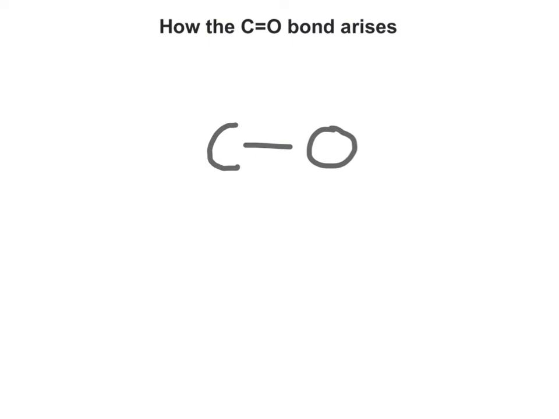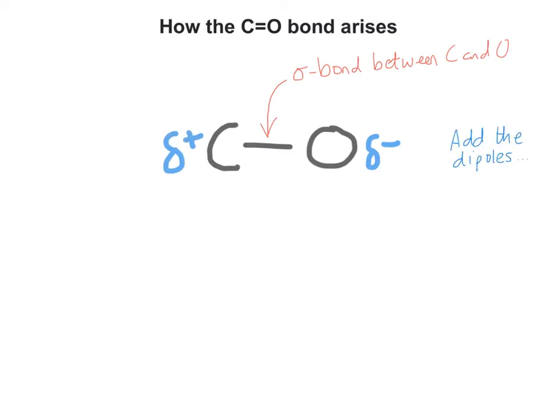So we start off by drawing in a sigma bond between a carbon and an oxygen atom. The next thing we do is we add dipoles. So oxygen is more electronegative than carbon, so oxygen is going to be delta minus and carbon is going to be delta plus. I'm also going to add the other bonds that the carbon atom is involved with. It's not just carbon sitting there by itself. There's also 2 other bonds it will be involved with as well. And these are also sigma bonds.